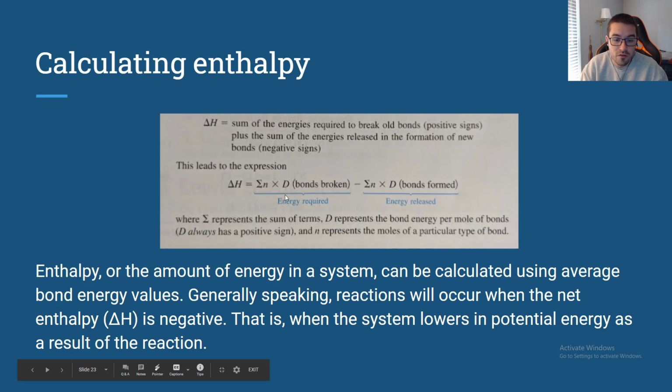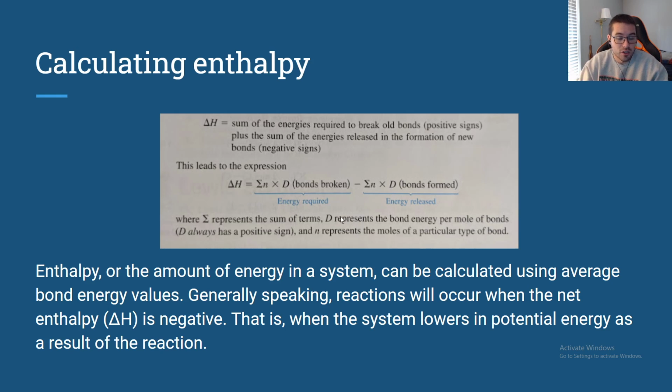And it's actually really simple. This formula looks very complicated, but it's really not. Basically what you do is you add up the bond energies of all of the bonds that are present in the reactants, so the chemicals you start with, and you subtract the bond energies of all the bonds in the chemicals that you formed, so your products. So once again, you take your bond energies of your reactants minus your bond energies of your products.